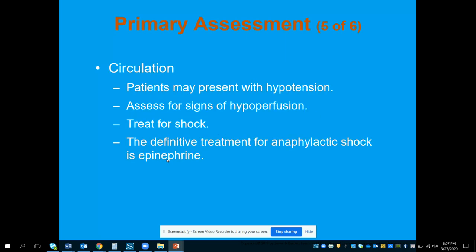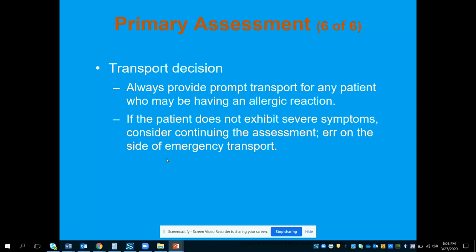We're looking at circulation. Is the patient presenting with hypotension? Do we have any other signs of hypoperfusion? Remember, our treatment for shock for this patient is going to be epinephrine, our definitive treatment. We can also give those other medications, but that's the biggest concern here. We also can think about temperature management as far as helping to maintain the body temperature as the patient progresses more into shock, which we hope we can reverse rather quickly. Usually we will start to see the effects of that epinephrine within about 30 seconds to a minute.